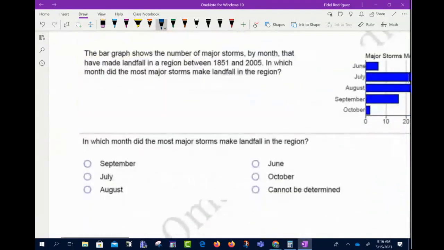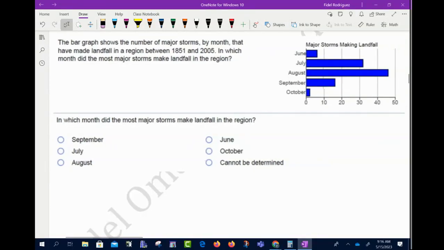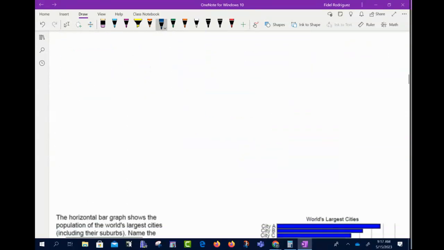Okay. So here's my next problem here, y'all. And it says the bar graph shows the number of major storms by month that have made landfall in a region between 1851 and 2005. Okay. In which month did the most major storms make landfall in a region? So which bar am I going to look at, y'all? August, right? We're just looking at the biggest bar. So again, like when y'all take the TSI test, are you going to have questions like this? Yeah, you're going to have questions like this. Now, you're probably not going to have like 50 questions like this, but you're going to have a few. But the main thing I want to make sure is we know how to read graphs, and most of us are pretty good with that.